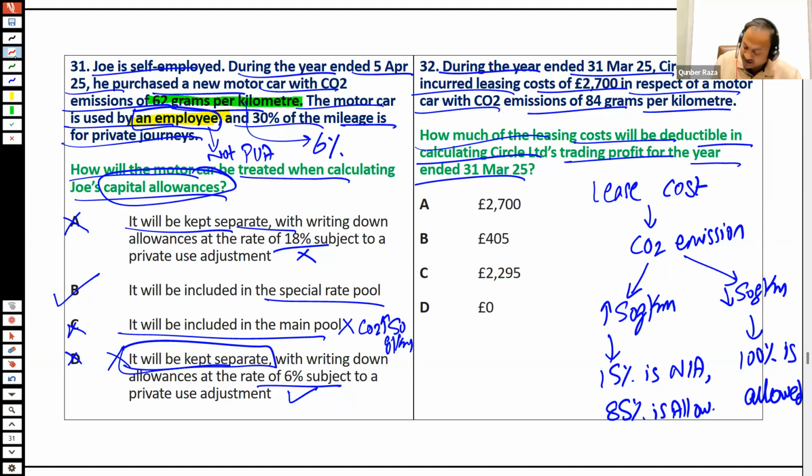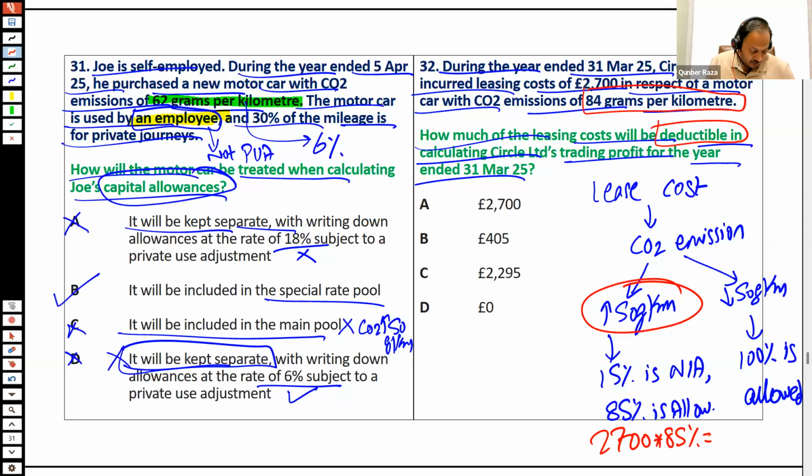Now let's translate the principle. 84 grams per kilometer. The question is how much of the leasing cost is deductible, right? Thanks, Aisha, for the support and calculations. 2,295. Is it clear?